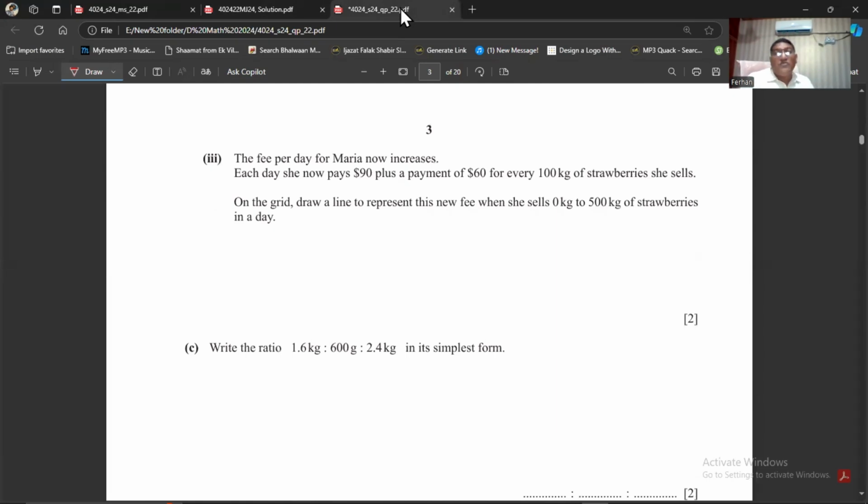On the grid, draw a line to represent this new fee when she sells 0 kg to 500 kg of the strawberries in a day. So when she sells 0 kg, the point will be 0 comma $90, because there are no strawberries sold, so she only has to pay the fixed fee. Then we have 500 kg. When she sells 500 kg, she will pay $90 plus for every 100 kg she has to pay 60. So 500 means 60 multiplied by 5. Let me show you.